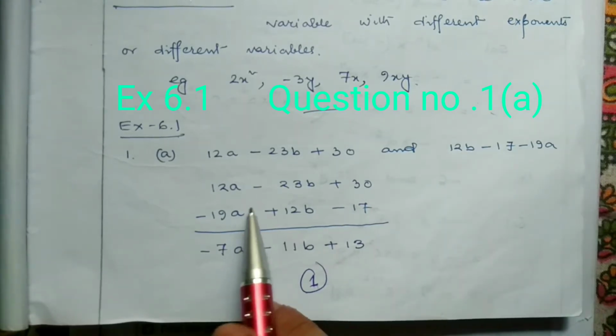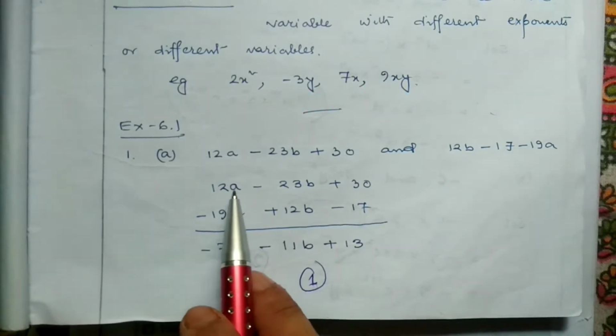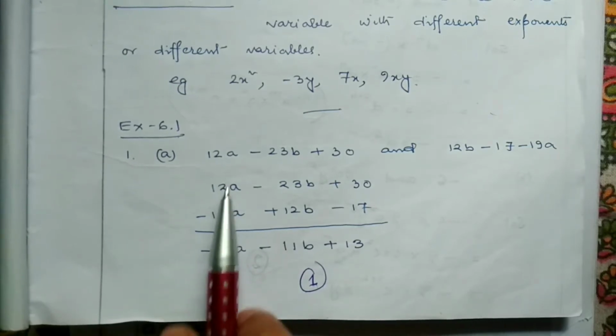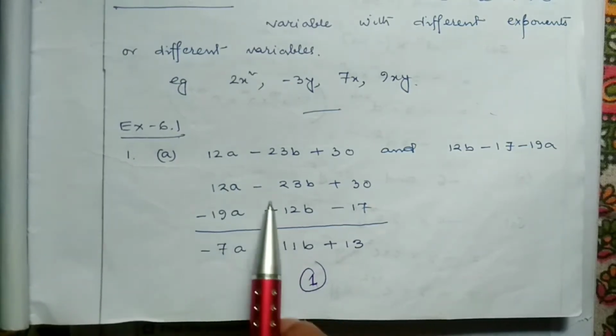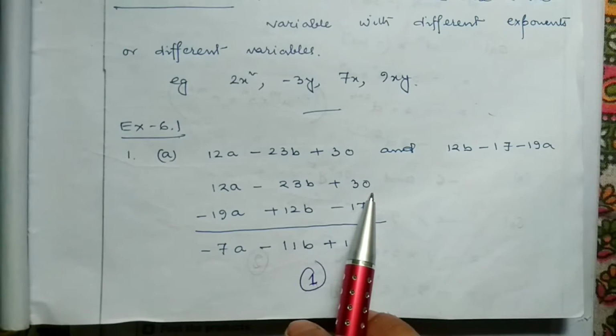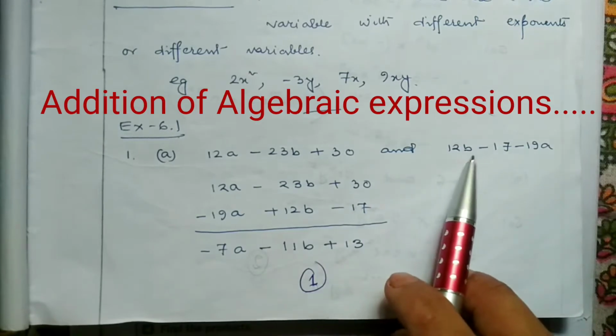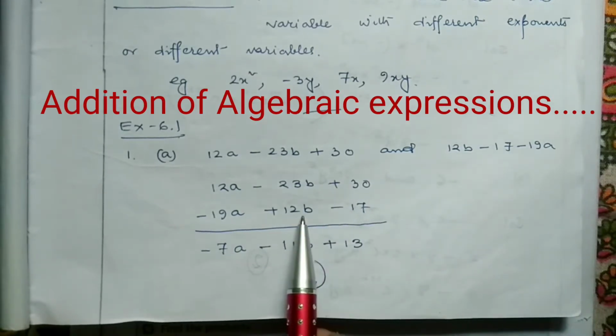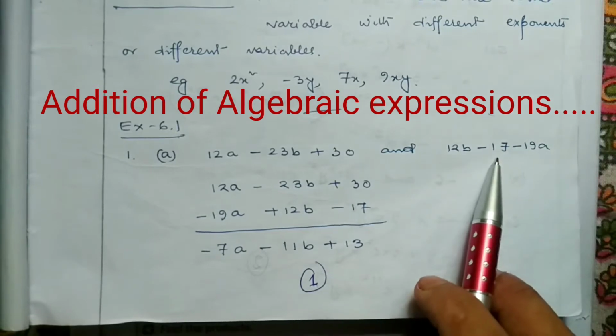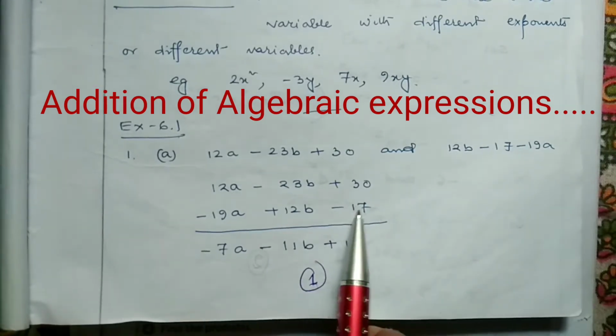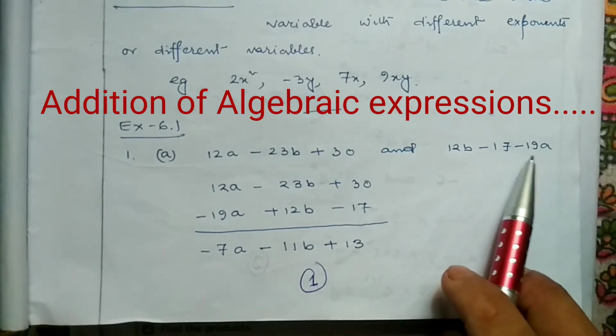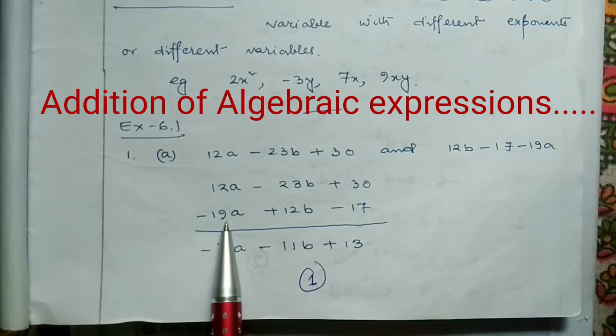While adding, be careful that you have to place all the like terms in the same column. As you can see, 12a minus 23b plus 30. Here though it is given 12b, 12b will be written along with b. Here it is written 17, 17 will be written along with the numbers. And here it is minus 19a, I have to place it here.